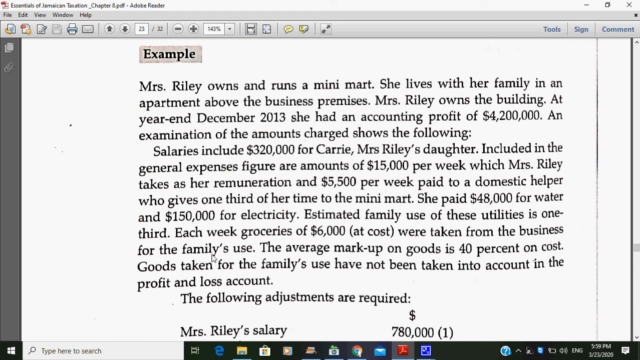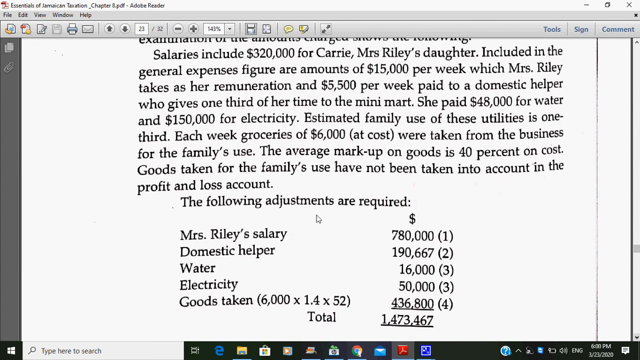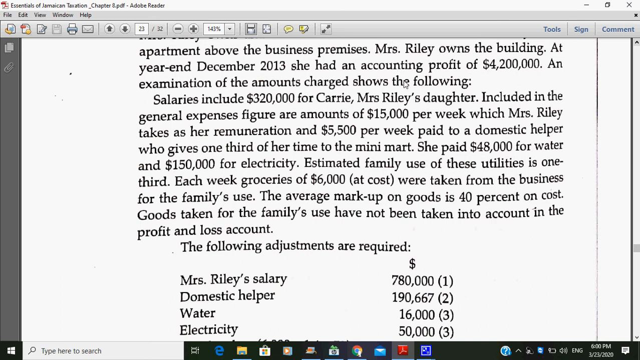The following adjustments are required. Now, this is Mrs. Riley's salary. It is 15,000 per week that she takes as her salary, right? If you multiply 15,000 by 52, you get 780,000. So good. Now the domestic helper is 5,500 per week, right?